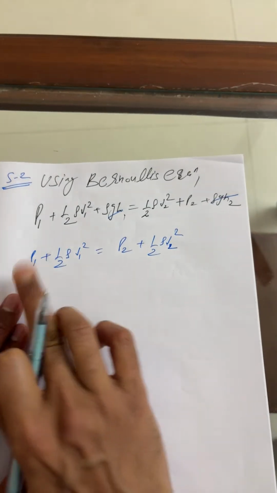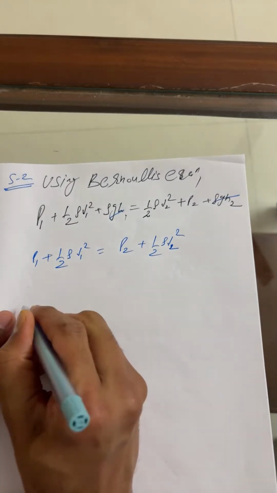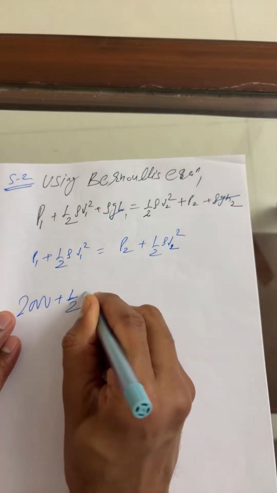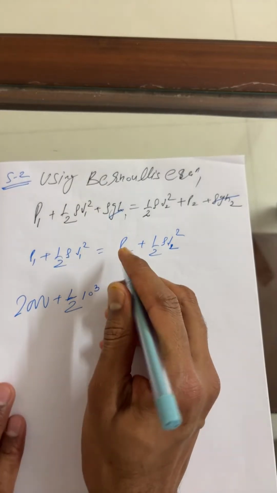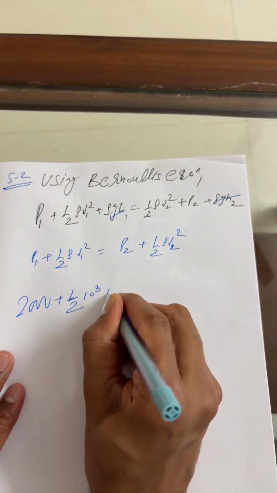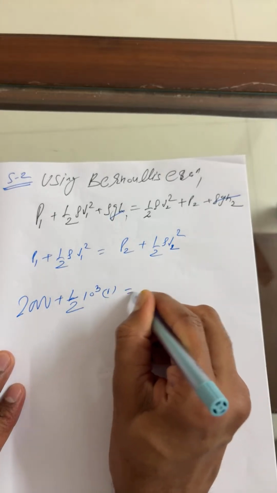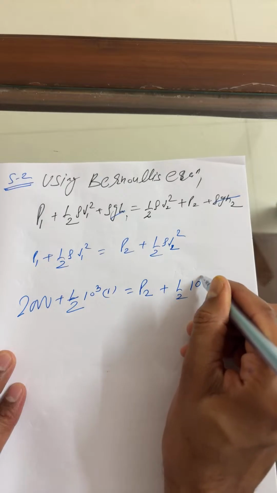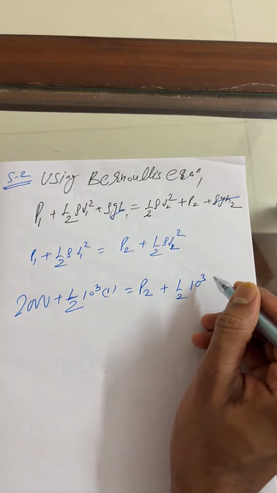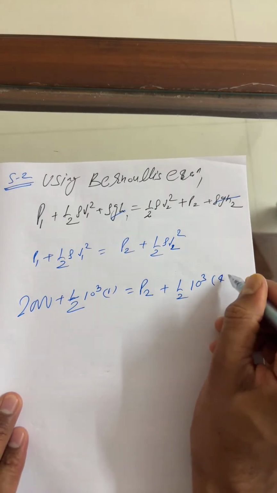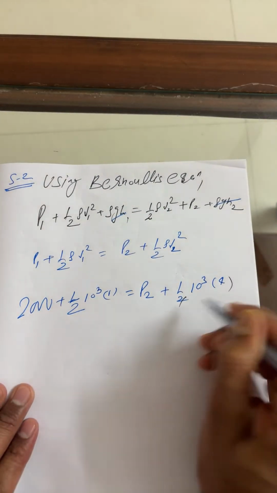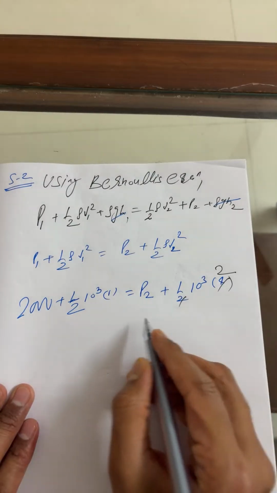We wish to find P2 here. So P1, how much is mentioned? 2000 Pascal. Density of water we can take as 10 to the power 3. V1 is 1, so this remains one only. This is equal to P2 plus 1 by 2 times 10 to the power 3, and V2 we got 2 here, so 2 to the 4.